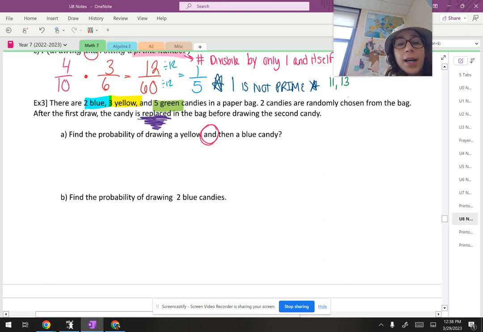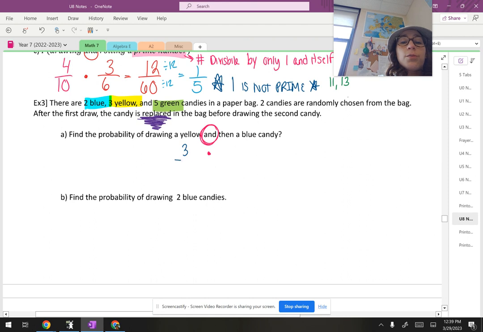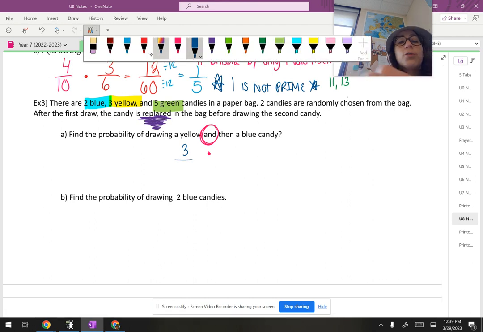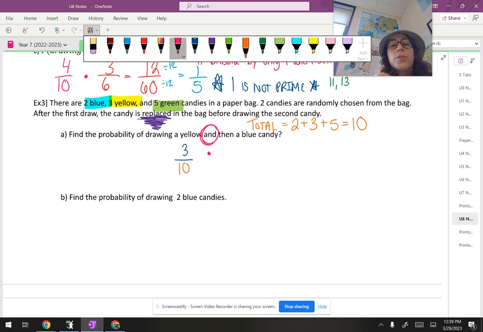Keyword being and, telling us we need to be using multiplication. The probability of picking a yellow candy would be 3 yellow candies out of, should have started with this first. Always find your total. 2 plus the 3 yellow plus the 5 green would give us a total of 10 candies. 3 out of 10 for those yellow candies.